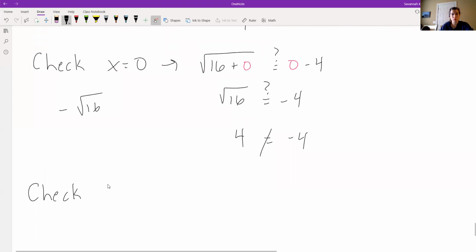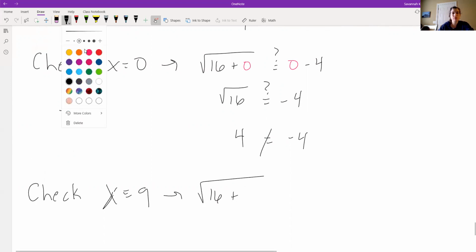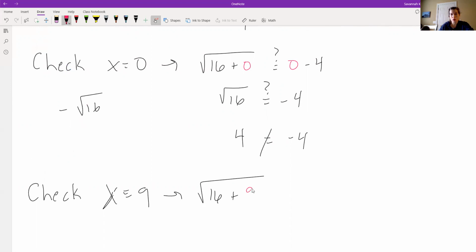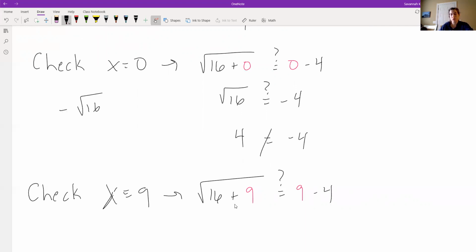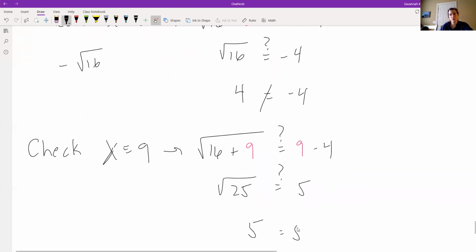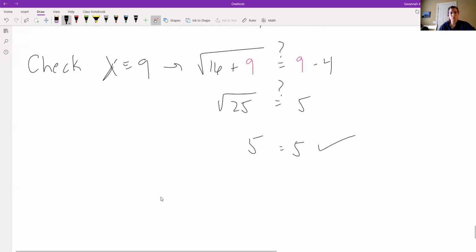X equals 9. I feel like I'm going to start writing faster out of fear that the whole program is going to implode on me. Okay, so 16 plus 9 is 25 under the root. This looks more promising. I'll just take it all the way down. So x equals 9 is our solution. That's what we get to keep.